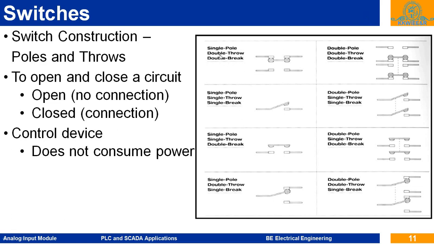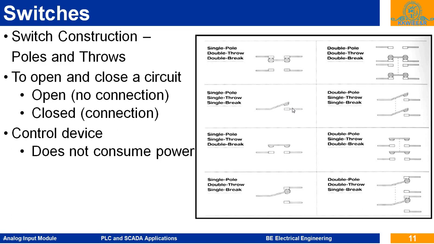Then double throw. Double throw means there are two sets of poles, one and second. At this one, it is normally closed, or the poles are in a closed position. The second set of poles is in an open position. So when we press this throw, it is moved from the first set to the second set. So it is called a double throw. This is single throw.